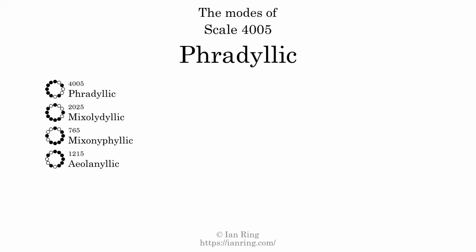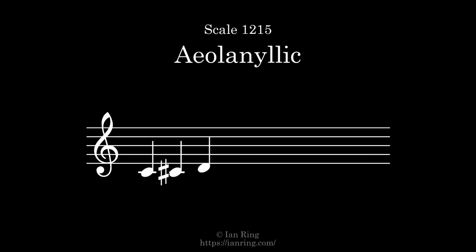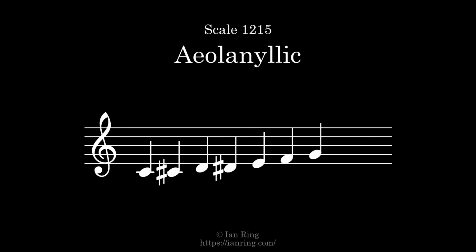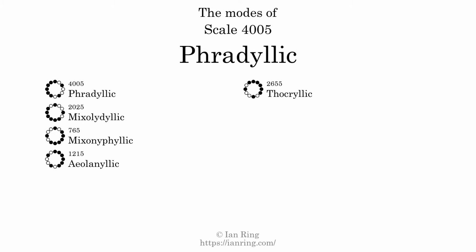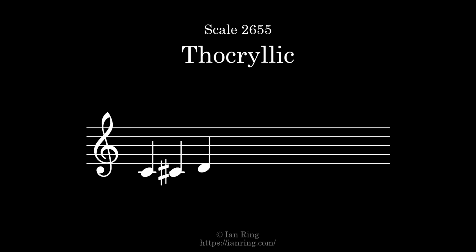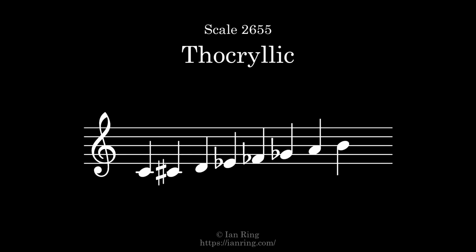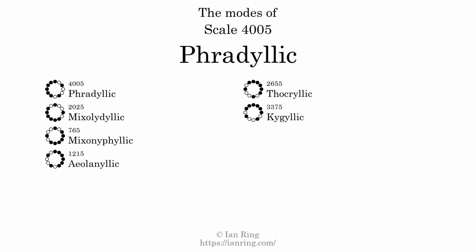The fourth mode is scale 1215, also known as Phradyllic. It sounds like this. The fifth mode is scale 2655, also known as Phradyllic. It sounds like this. The sixth mode is scale 3375, also known as Phradyllic. It sounds like this.